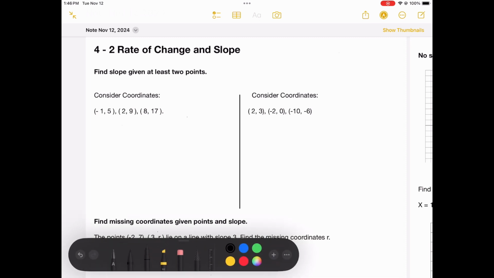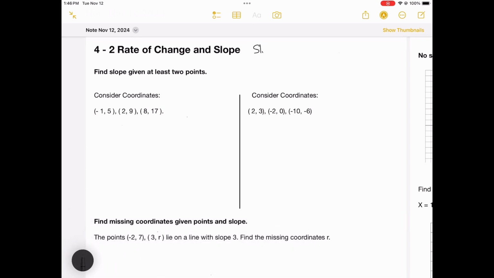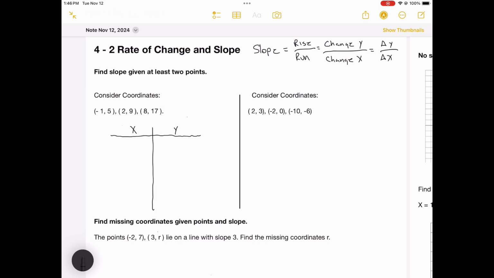Let's recall that the slope of a line is rise over run. If you forgot what that means, it's the change in y over the change in x. And sometimes you'll see it like a little triangle y over a little triangle x. So what we're doing here is trying to find the difference between the x's and y's, or the rate of change, and when we do that, we will find the slope.